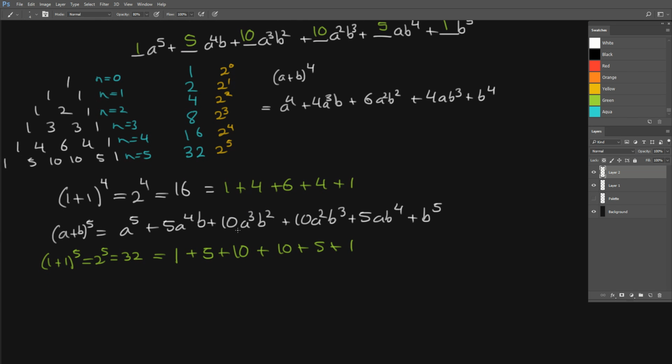And of course, I didn't have to do this with n equals 4 or n equals 5. I could have done this with any number. I could have done this for any value of n, and it would have still worked. I would have still been able to do this very same process. So that's why the rows of Pascal's triangle add up to powers of 2.